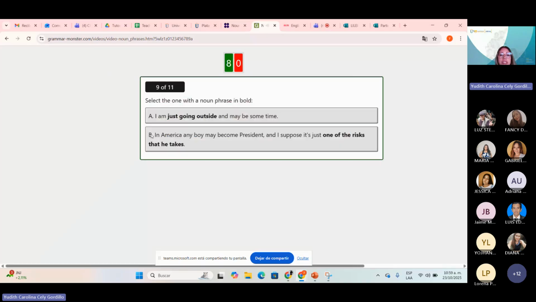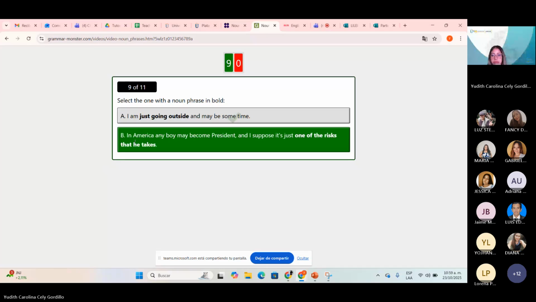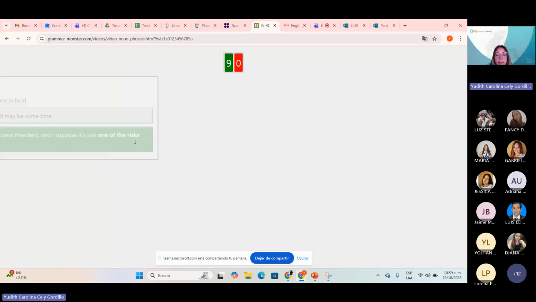Let's continue. Select the one with the noun phrase in bold. A: I'm just going outside, maybe sometime. B: In America, anybody may become president, and I suppose it's just one of the risks that he takes. What do you think, A or B? B. That's right, you did a good job.